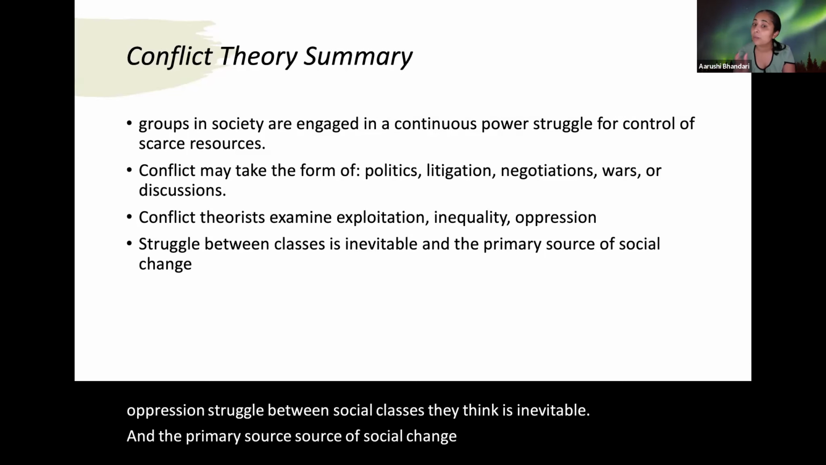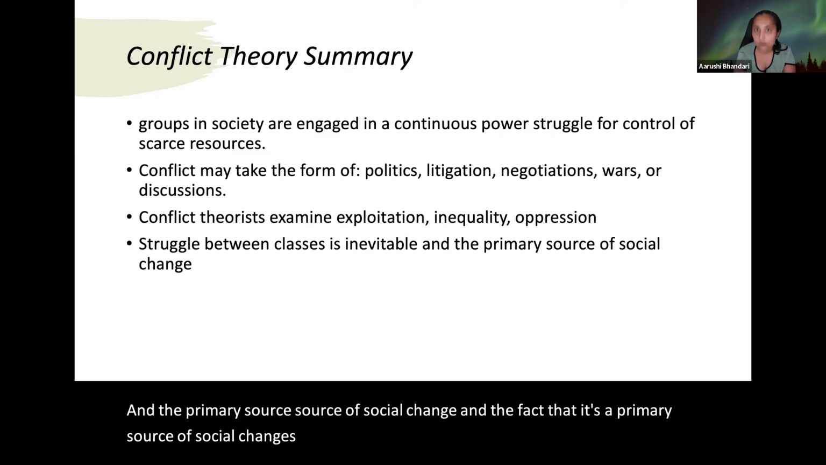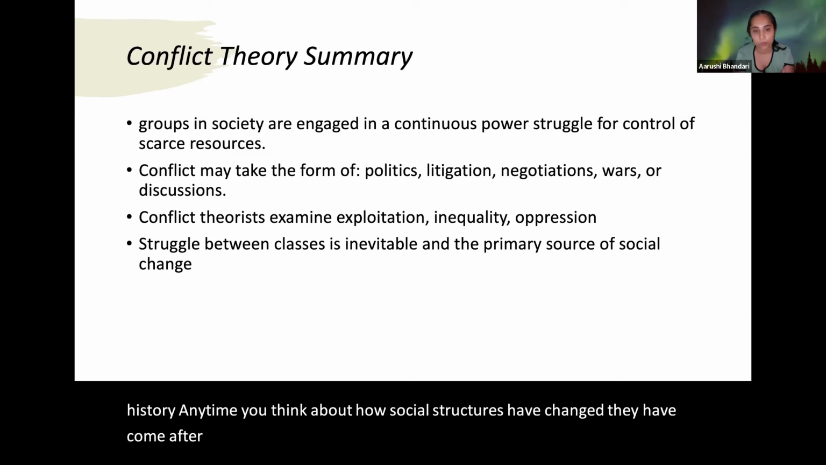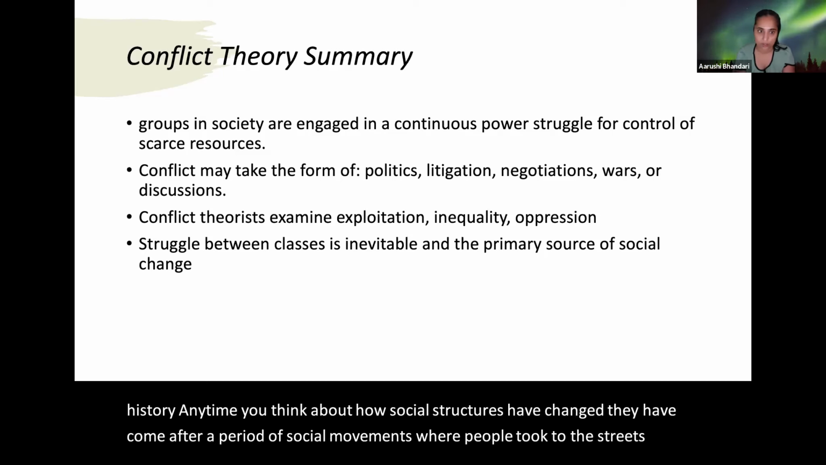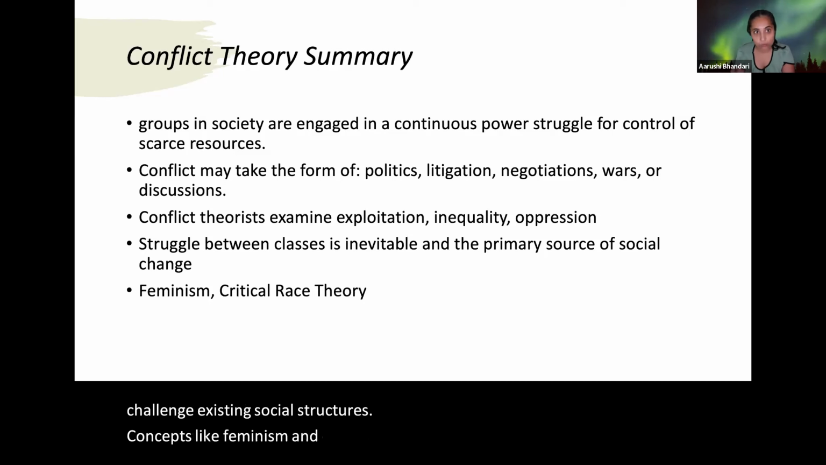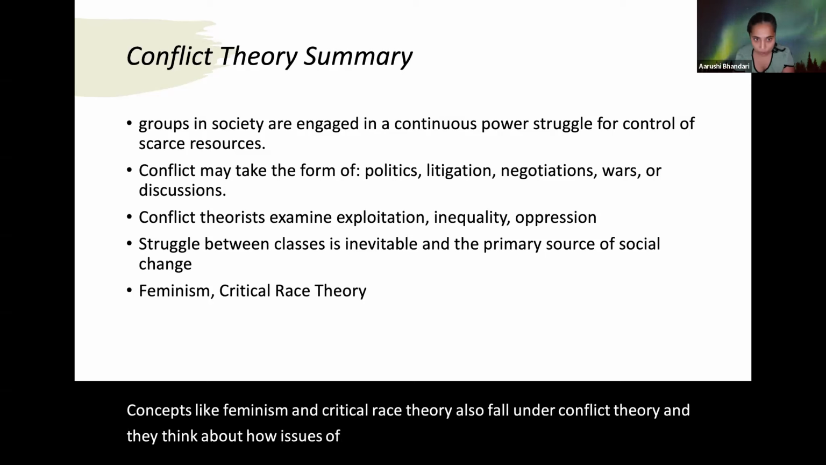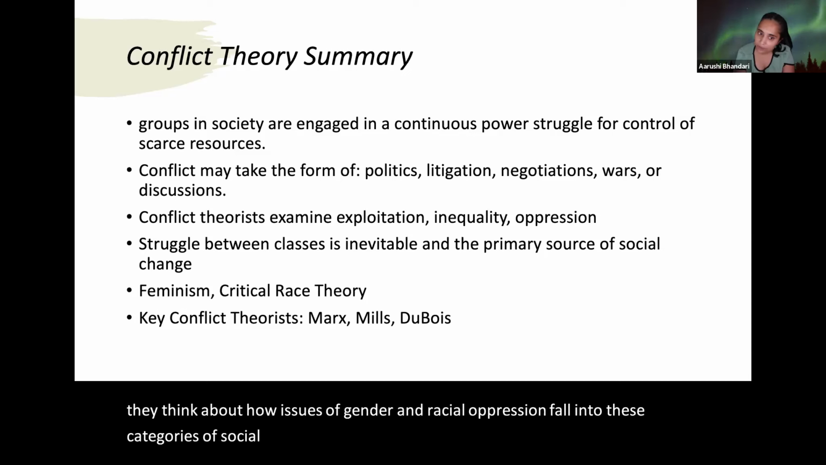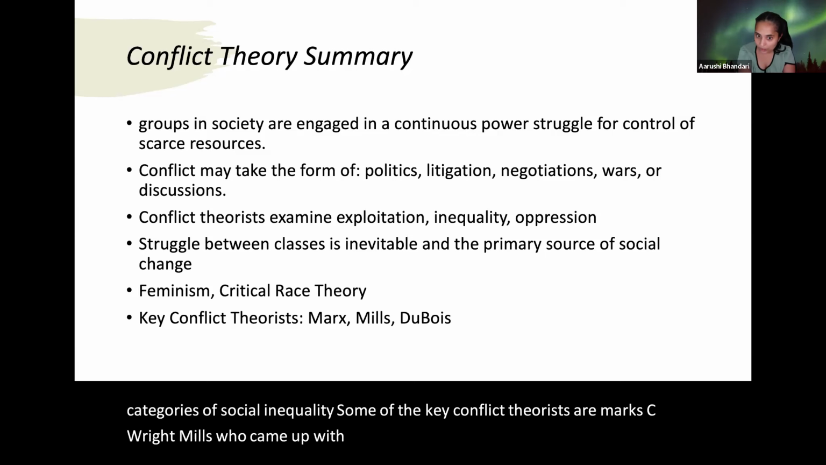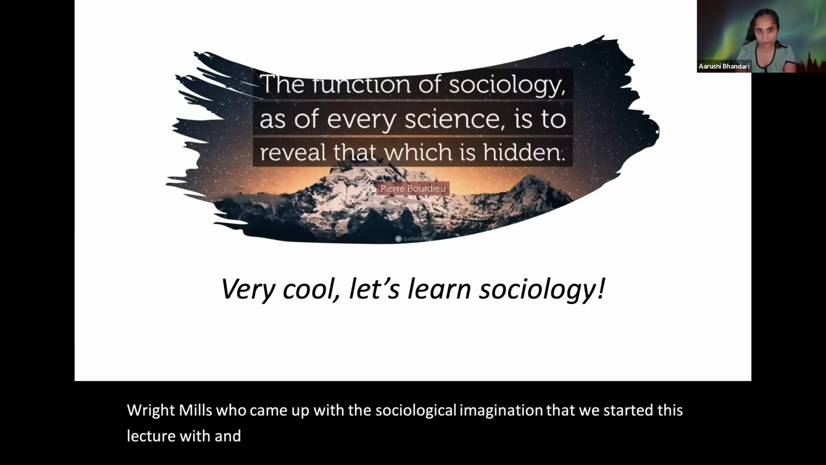And the fact that it's a primary source of social change is empirically demonstrated over and over again through history. Anytime you think about how social structures have changed, they have come after a period of social movements where people took to the streets to challenge existing social structures. Concepts like feminism and critical race theory also fall under conflict theory, and they think about how issues of gender and racial oppression fall into these categories of social inequality. Some of the key conflict theorists are Marx, C. Wright Mills, who came up with the sociological imagination that we started this lecture with, and W.E.B. Du Bois. All right. Very cool.